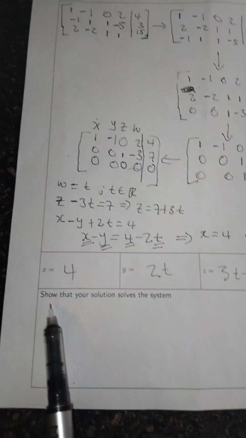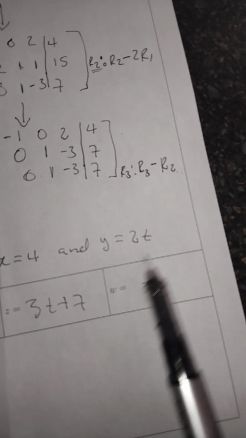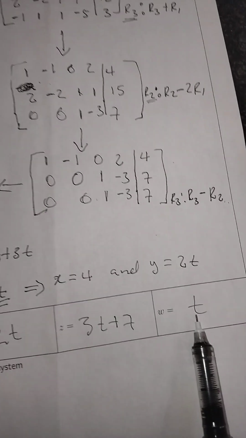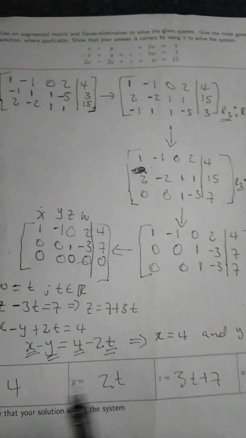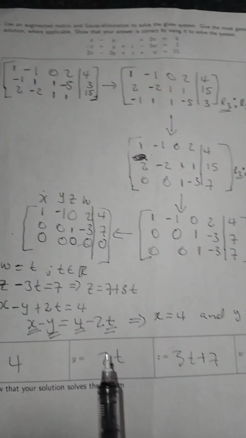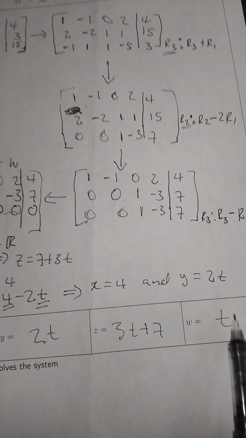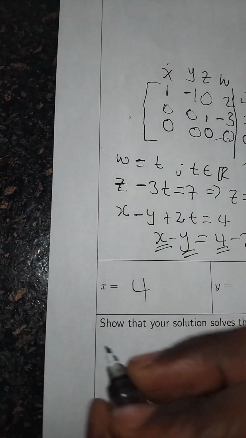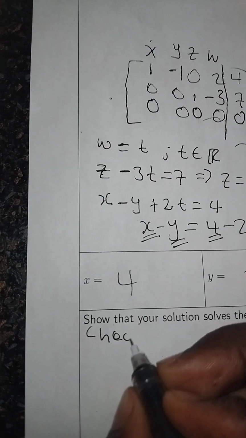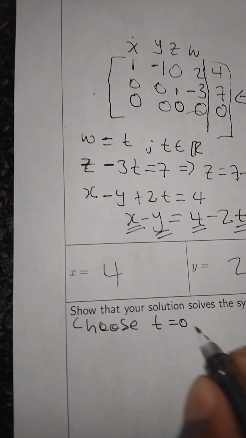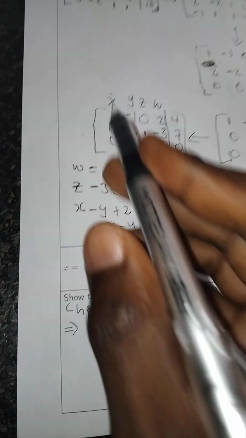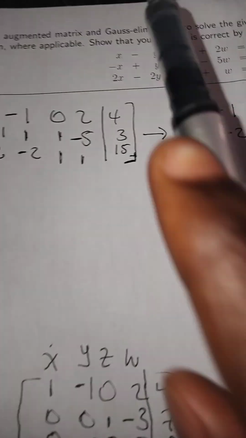Okay, so now here they say show that your solution solves the system. So in order for you to show that, you have to choose a value of t. Notice that they all depend on t. Okay, w depends on t and z depends on t. It's only x that is fixed, a fixed value of 4. Otherwise y and z depend on w. Okay, so if we choose t to be 0, what is going to happen on the first equation? The first equation is this one.